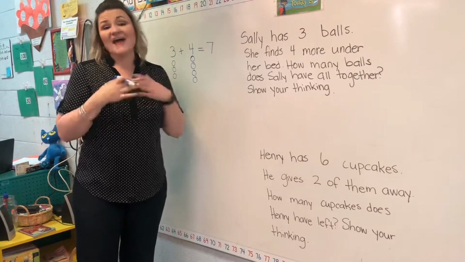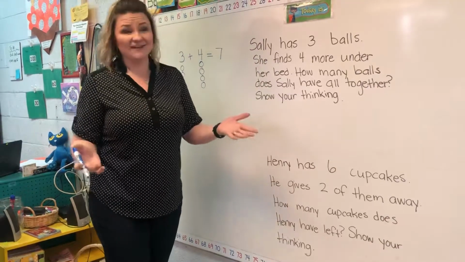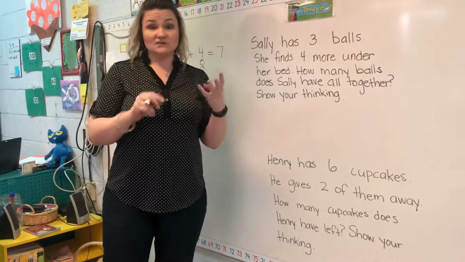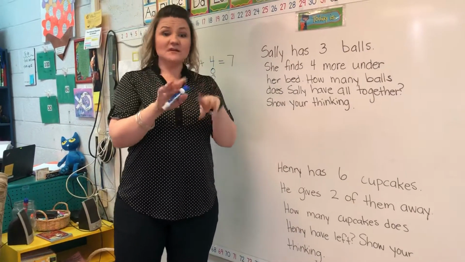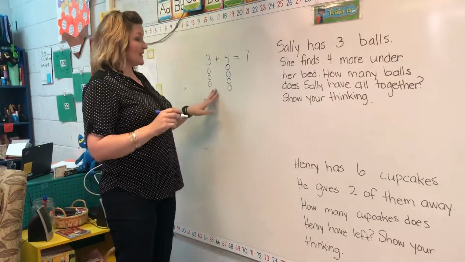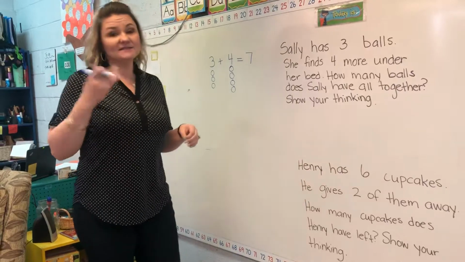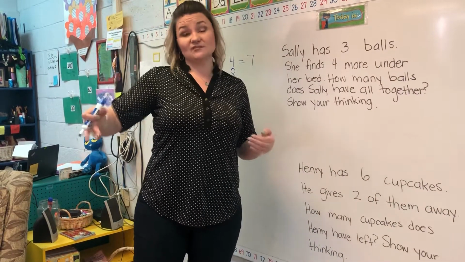But I always say, I can't see what's going on in your head. I'll look in their ears and say, I can't see your brain. So I need them to show me. They can use their fingers to show me. They can show me 3 plus 4 up here and count and make 7. Or they can draw a picture like I've done here. They can do their equations. But I need to see it. I need to see their thinking because that is going to build on what they're going to be learning in 1st grade, okay?